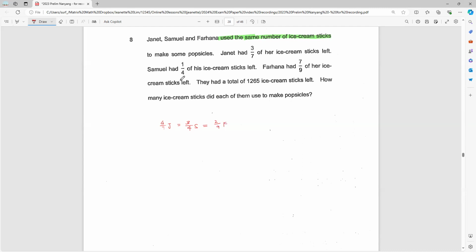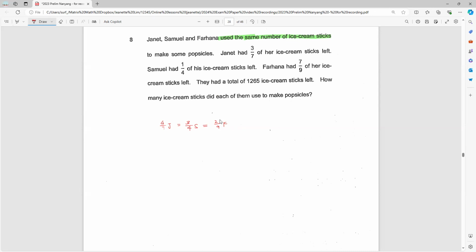Okay, so can you see that I'm actually focusing on the amount that is being used, not the fraction that is given in the question, because the question gave what's left, right? But they say the amount used is the same. So I'm using the amount used. So this is equivalent proportion. In equivalent proportion, we'll make numerator the same. So we are saying like 4 units of John equals to 3 units of Samuel equals to 2 units of Farhana. We want to make them all equivalent.